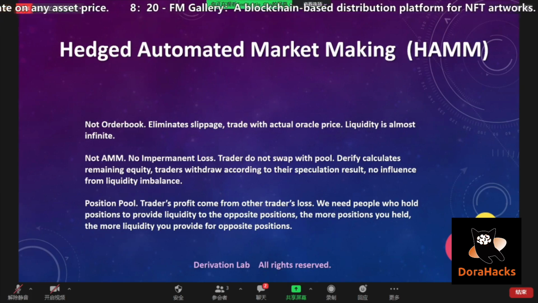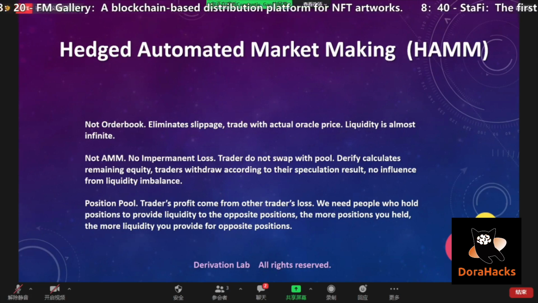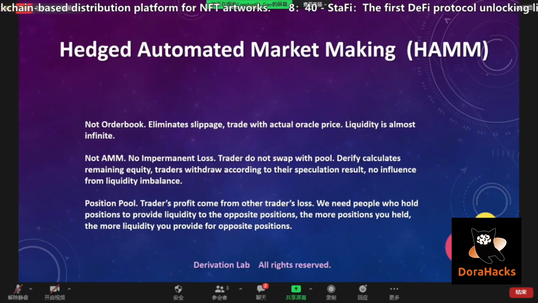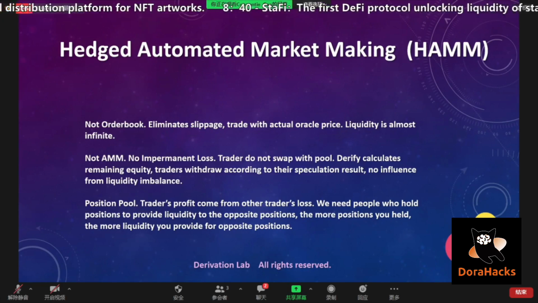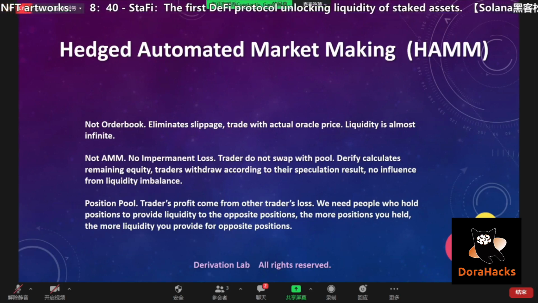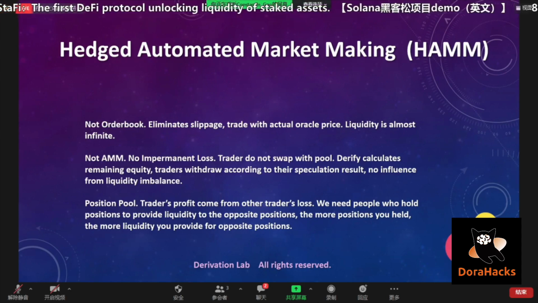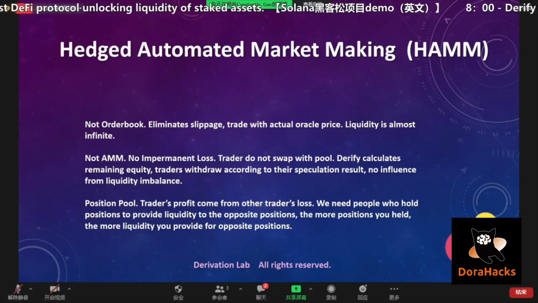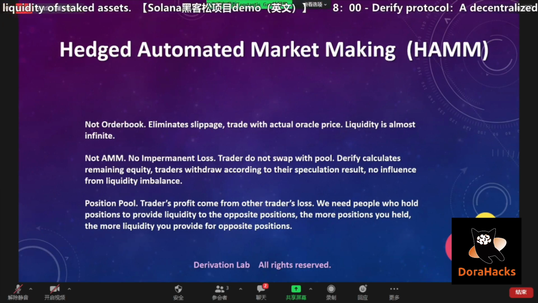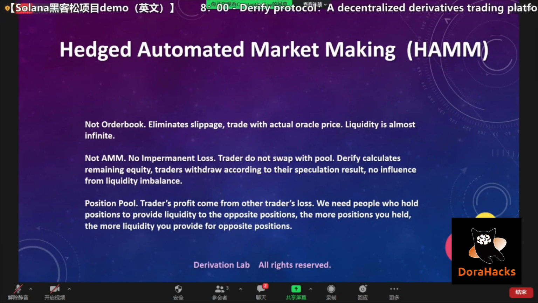It's also very much like AMM, but it's not AMM. There's only one position pool, so there is no impermanent loss, because there's no imbalance between 2 different assets and 2 different liquidity pools. You do not swap with the pool, you only trade with the Derify protocol. The Derify protocol will calculate your remaining equity or your speculation result, so you withdraw your money from the Derify pool according to your speculation results, but your trading activity will have no influence on the liquidity imbalance of the liquidity pool.